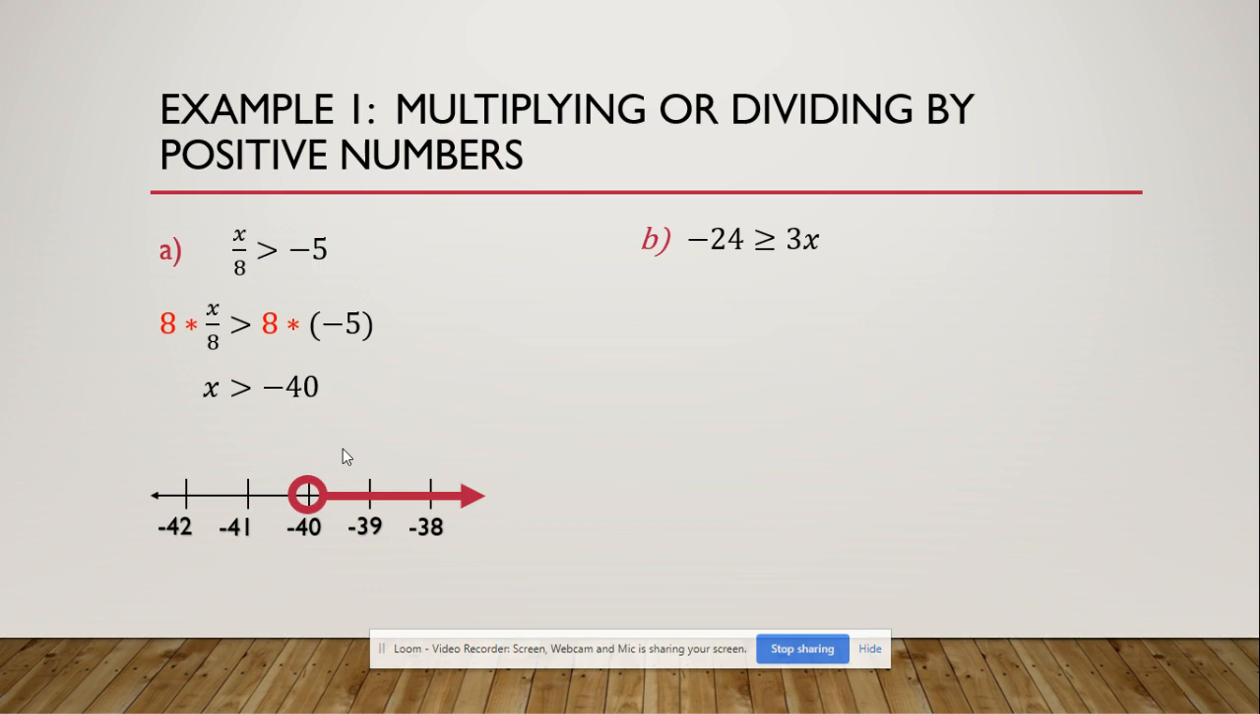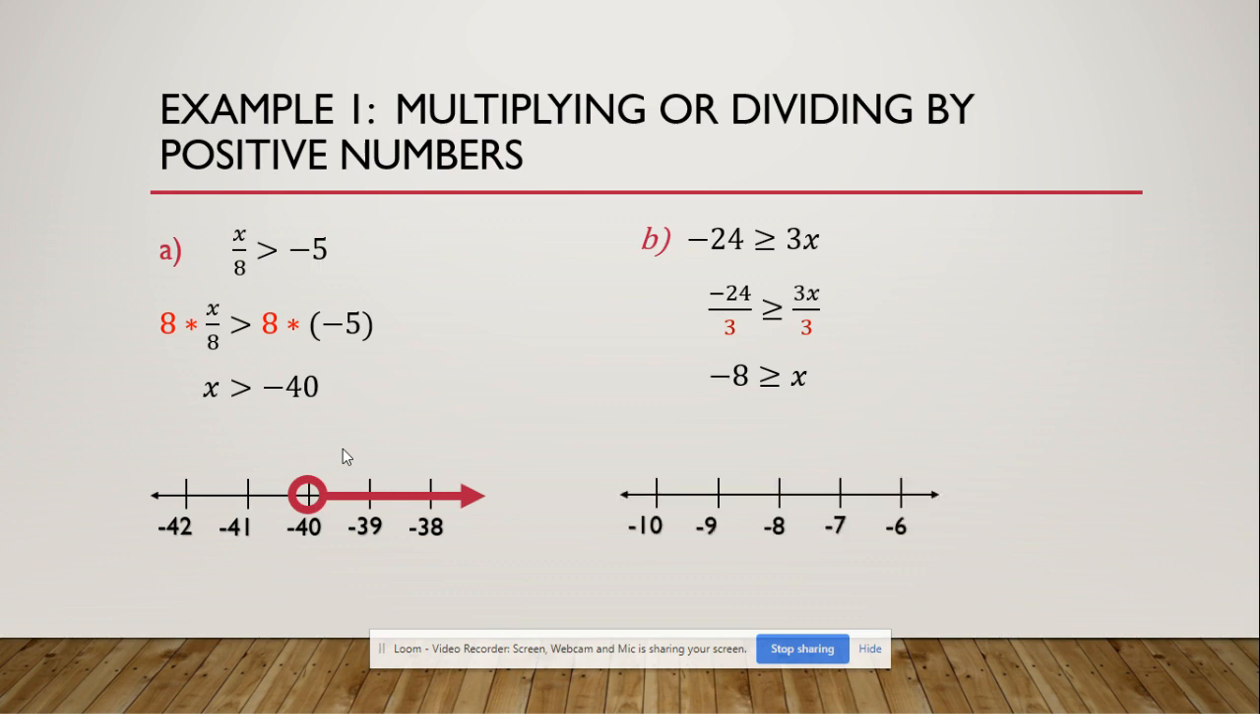Now, with this one, we've got 3 times x. Once again, we're going to use division to undo that multiplication. We divide both sides by 3, and -24 divided by 3 is -8. 3x divided by 3 leaves us with 1x. So -8 is greater than or equal to x.